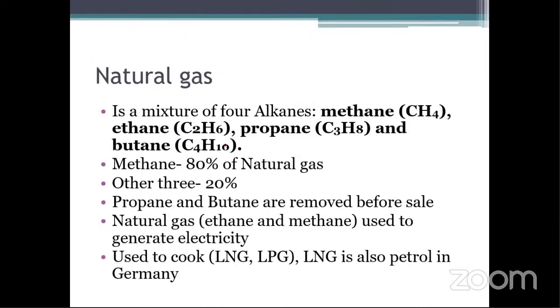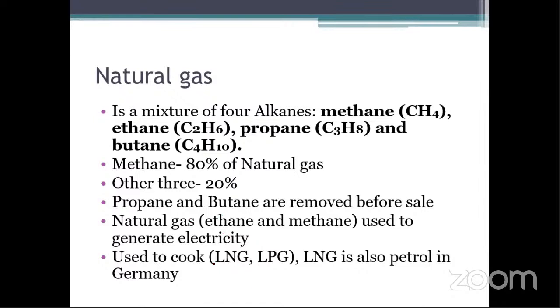So natural gas. Well, natural gas is a mixture of 4 alkanes: methane, ethane, propane, and butane. And methane is 80% of the natural gas. The majority of natural gas is methane, and the other 3 make up the 20%. Propane and butane are removed, and they sell that to make you cook your food. And natural gases, ethane and methane, are used mainly to generate electricity. And you use them to also cook.